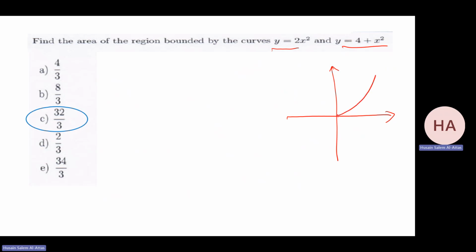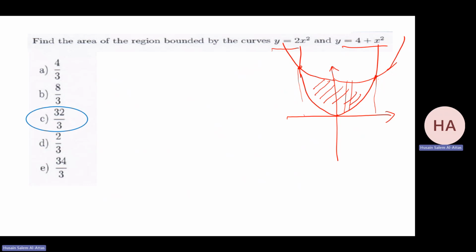This is y equals x squared, and this one is x squared plus 4. So it will do something like this. I'm talking about the area between them, which is this area, which I think is an easy one. But I need to find this point and this point, I mean the x values. And the strip will be upper minus lower all the way.